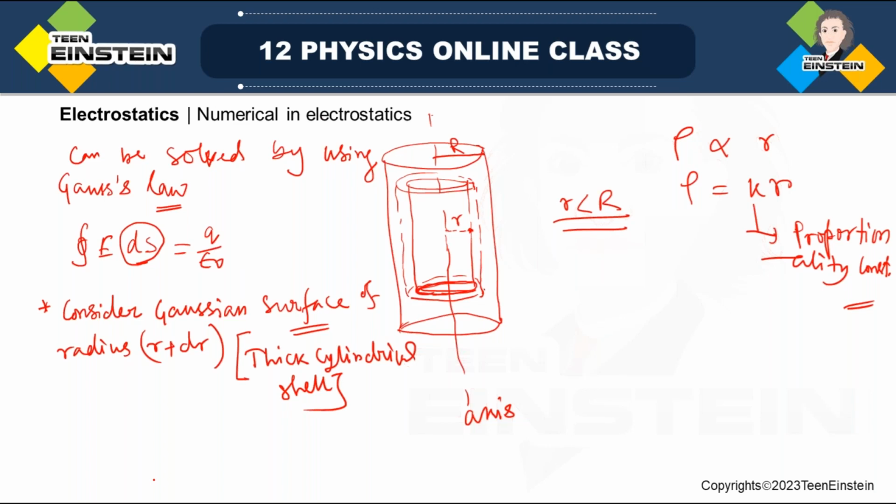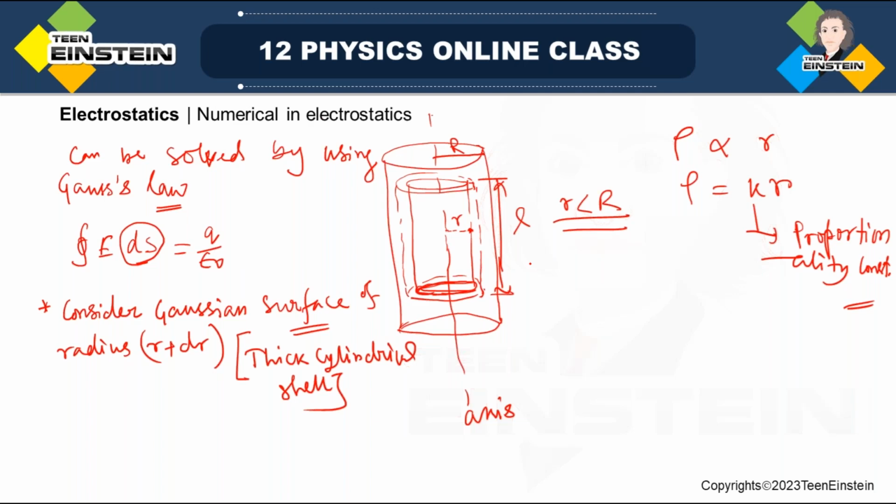So what will be the area? Suppose this Gaussian cylinder has length L. So what will be the surface dS here? And the electric field, as you know, you have to consider constant, at least for that particular position. Okay, the electric field has to be constant at that particular position.